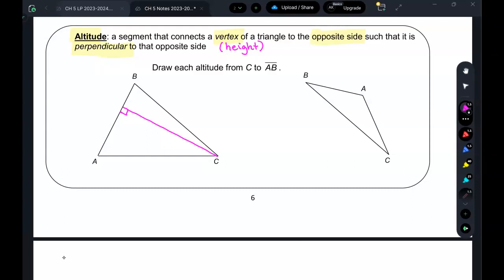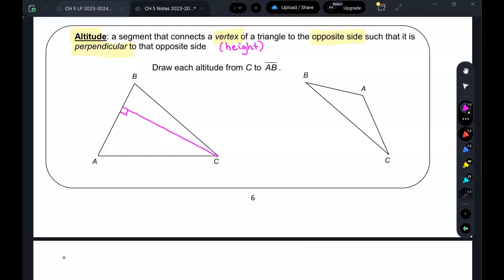Can it just be anywhere? No, we're drawing it from C and you want to make it form a right angle with the opposite side. Can it be anywhere on the opposite side? No, it has to make a right angle.